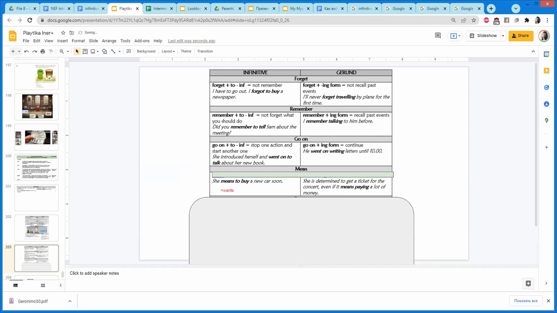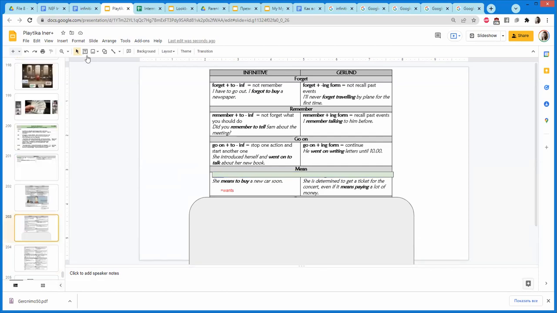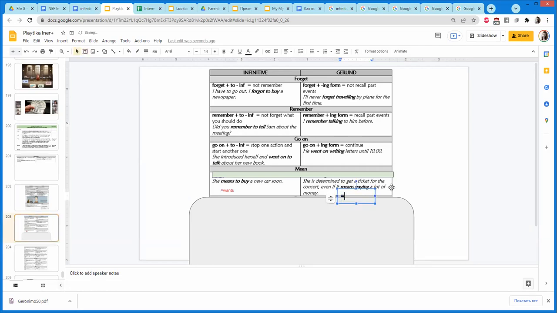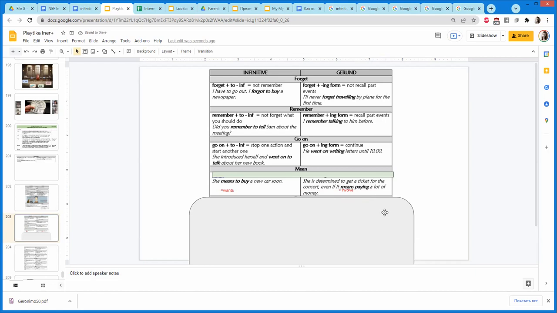Yeah, I don't know how to say it. Lead to. Lead to, yeah. If it leads to paying a lot of money. What I suggest here is to use this word. Yura, by the way, you used this word today already. Imply, but it's unknown. I suggest using this word, involve, yeah? Even if it involves paying a lot of money. See? And this is the difference between the two words.